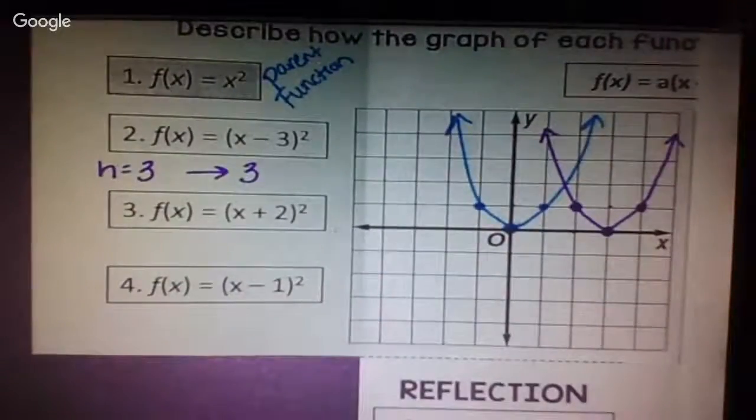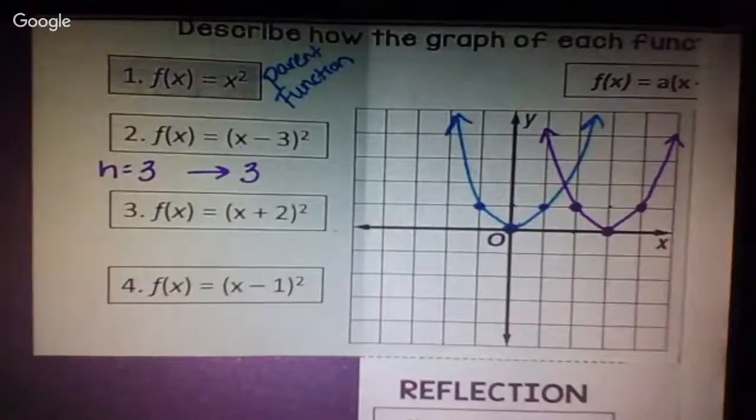By the time this is said and done, what I want you to get out of this is the fact that I can give you any type of equation in vertex form, and you can tell me how it should move. You should be able to look at any equation I give you and tell me it goes to the right by 3, down by 2, and it flips over the x-axis. Okay?